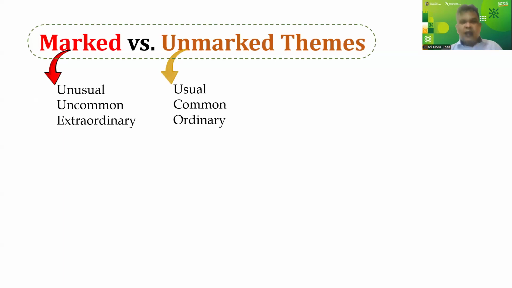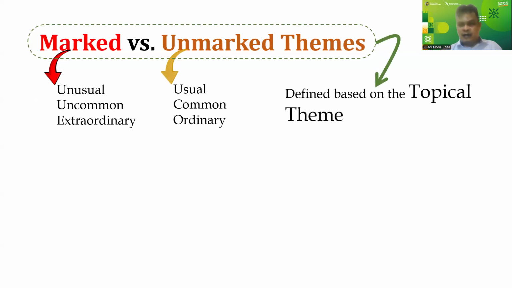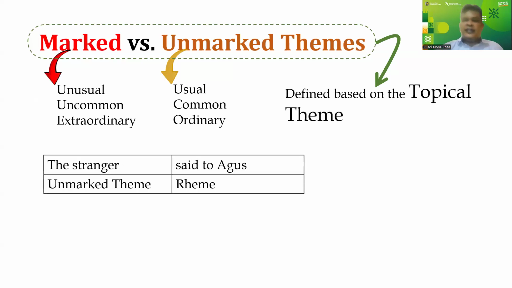Now, marked themes and unmarked themes are defined based on topical theme. So if you want to decide whether a theme is marked or unmarked, you have to see the topical theme used in that clause. In other words, textual themes and interpersonal themes are not used to identify marked and unmarked themes. Now, let's see the examples.